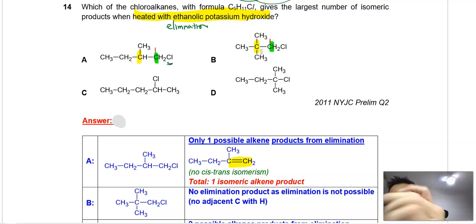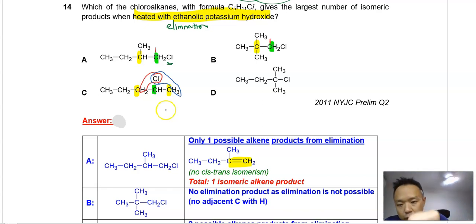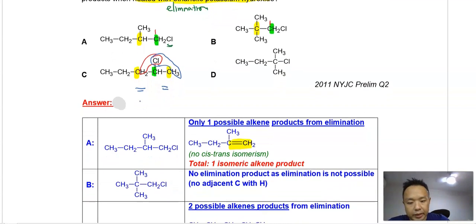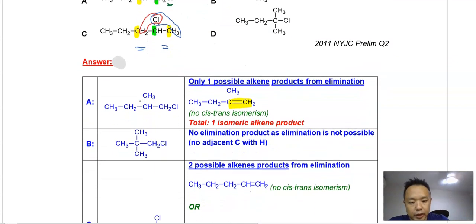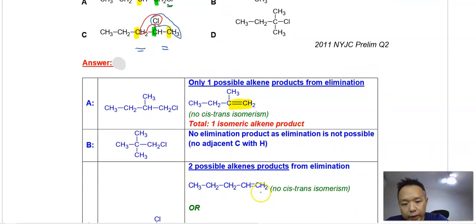Moving on to C. In C, this is the carbon with the Cl. The two adjacent carbons are here and here. So there are two ways you can eliminate. Either you eliminate this way or this way, so the double bond can be between these two carbons or between these two carbons. Let's look at the possible alkenes. If I eliminate the blue way, I get a terminal alkene. In this case, there's no cis-trans because a terminal alkene cannot exhibit cis-trans.